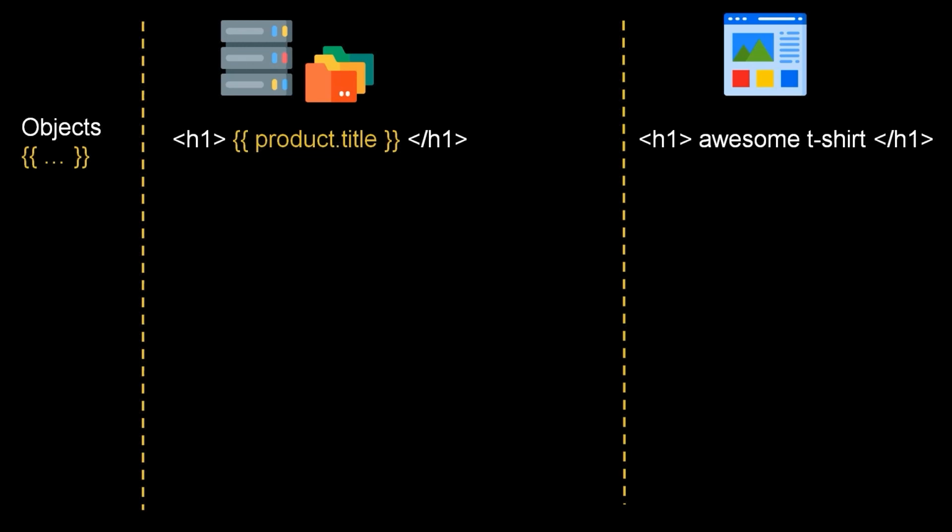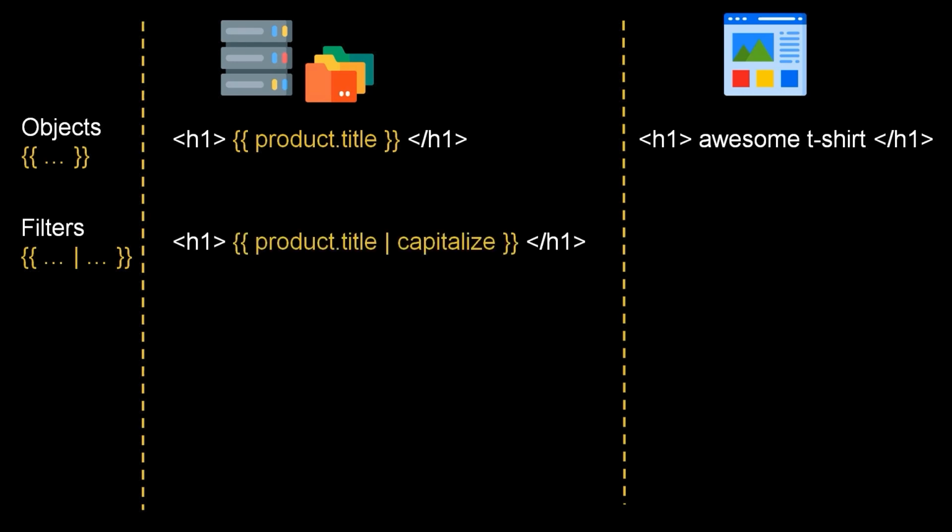Okay, now let's say we want to modify the title before putting it out. Then we could use a filter. And for sake of simplicity, let's just use the capitalized filter. So we would add the pipe character and then the filter name. And in the browser, you can see that the title is pretty much still the same, but now we get a capital A instead of a lowercase one. And that was because we used a filter.